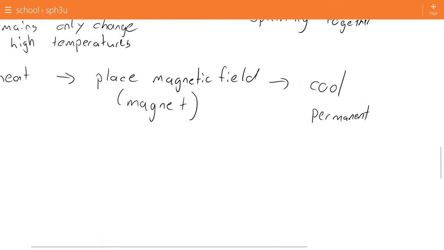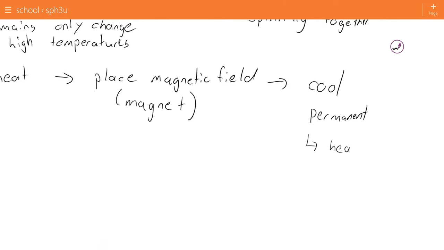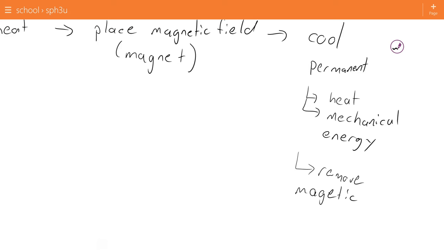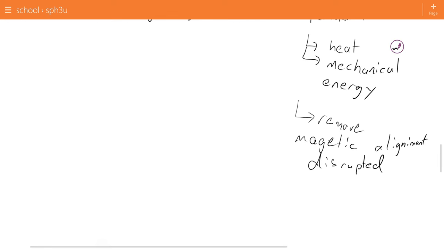Now we use the word permanent loosely here because, of course, if we heat or just through mechanical energy by banging on the magnet, the termed permanent magnetic field can be removed. So basically, you knock those domains out of orientation. You make them random again, and that magnetic alignment is disrupted, and that will remove the magnetism.